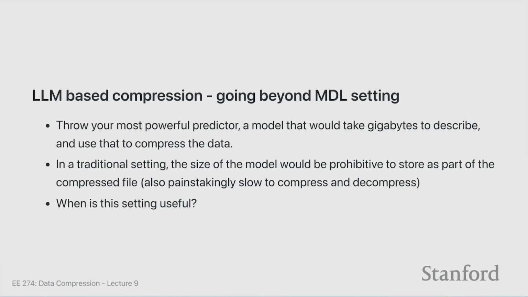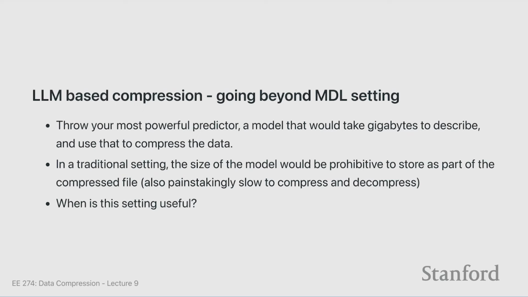So now forget about that MDL setting that we have been working with, where we said that if the model is very big, that's bad. No, now we don't worry about storing the model. Just get the best compression. Bring your biggest model. Throw your most powerful predictor at a problem. Gigabytes, hundreds of gigabytes of model, that's fine. So in a normal setting this is not useful because where would you store the model? And obviously if you store that model with the file, that doesn't make sense.